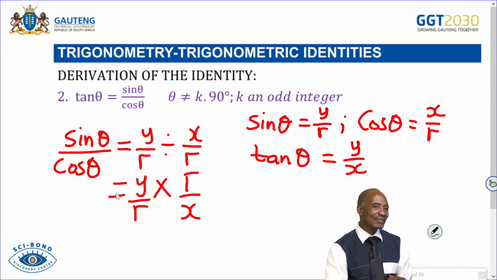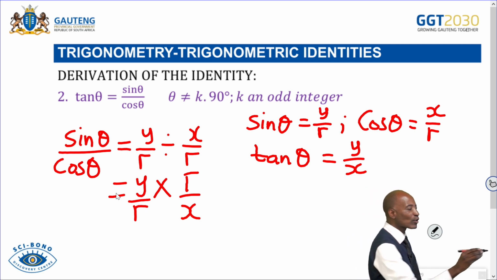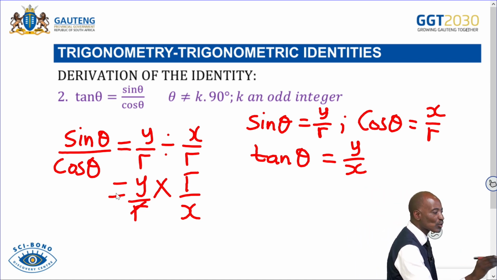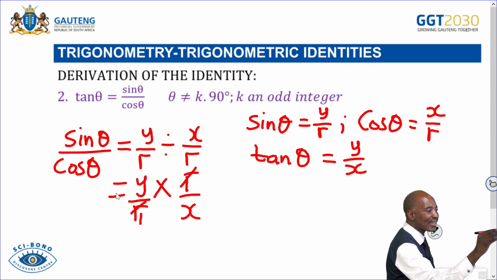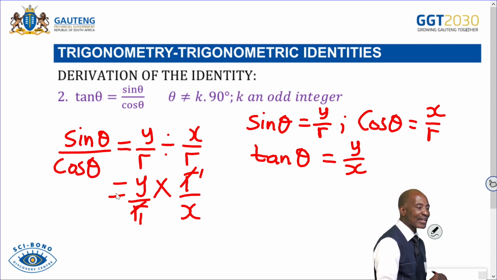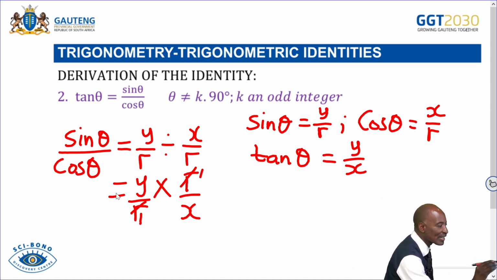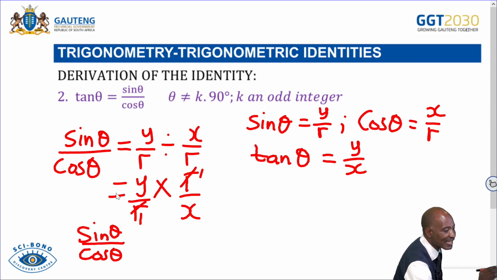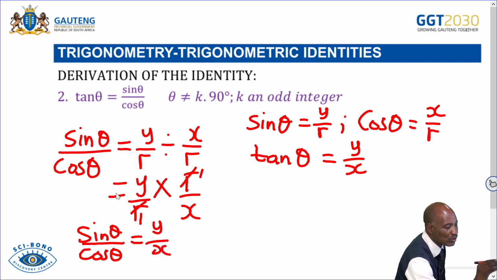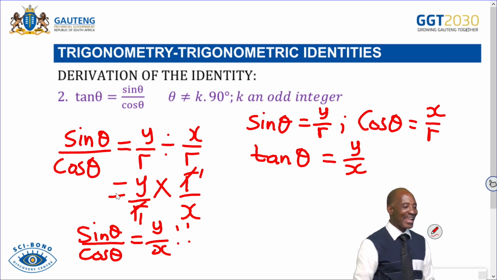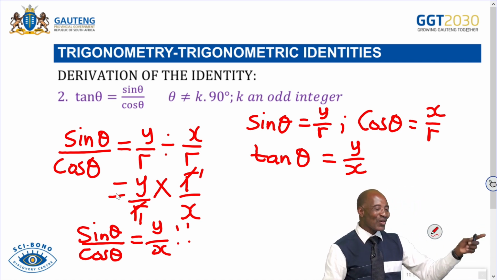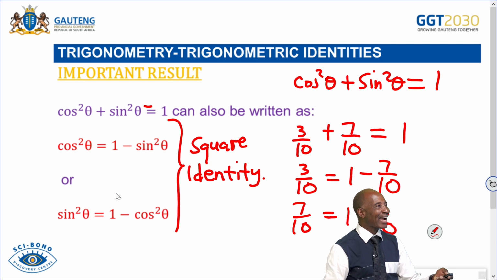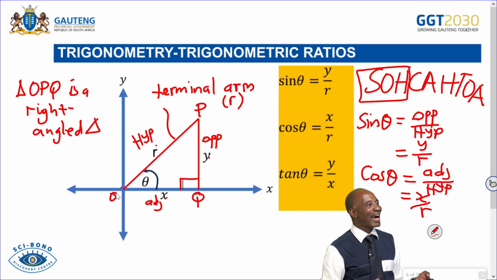What do you notice? Yes, these can cross divide. R into itself is 1, R into the other R is 1. R is gone. So what's left now is sine theta divided by cos theta equals y divided by x. Then we stop there. I remember seeing y over x as I was defining my functions.